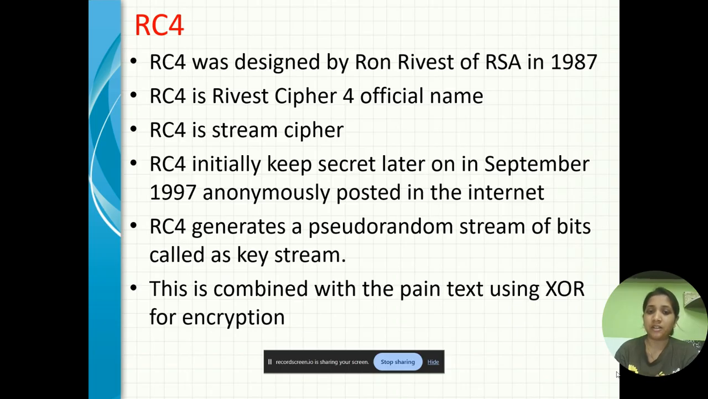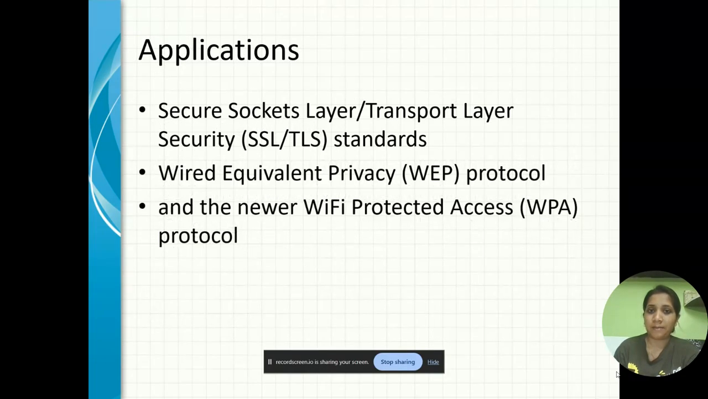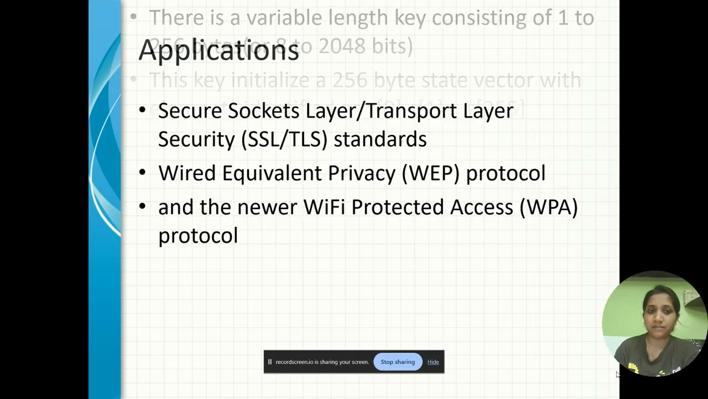It generates a pseudo-random stream of bits called the keystream. This is combined with plain text using XOR for the encryption process. The applications of RC4 are Secure Socket Layer or Transport Layer Security, that is SSL and TLS standards. Second is Wired Equivalent Privacy, that is the WEP protocol, and the newer Wi-Fi Protected Access, that is the WPA protocol.